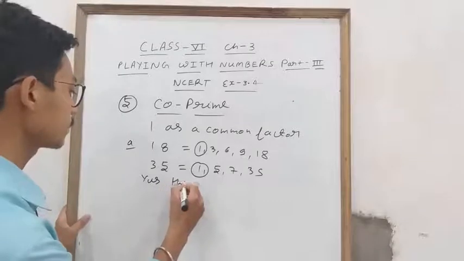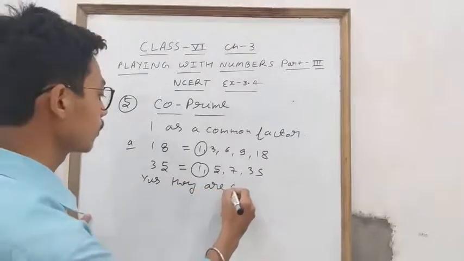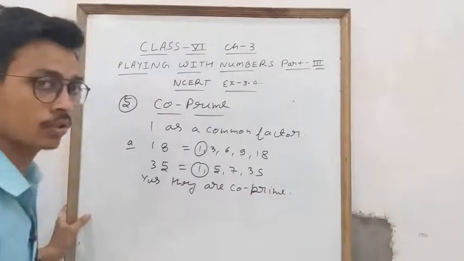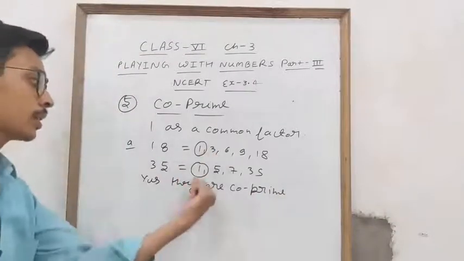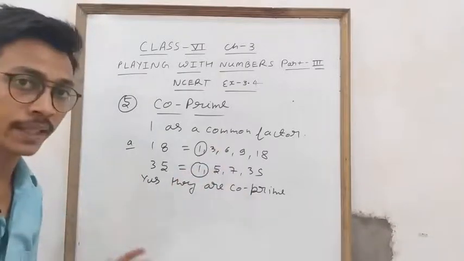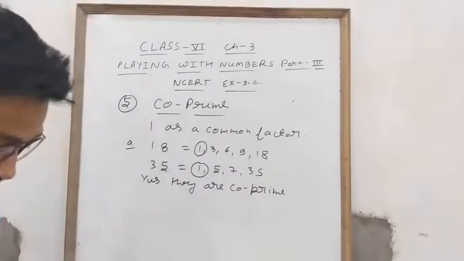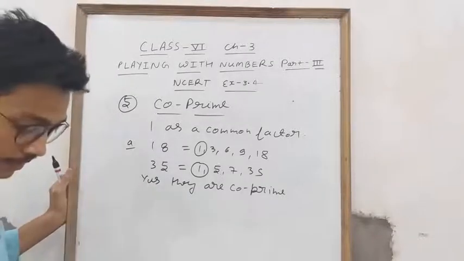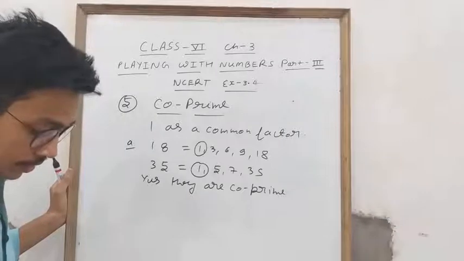Yes, they are co-prime. If anyone asks you why they are co-prime, what is the reason? You will write down that the common factor is only one, nothing else. So they are co-prime, and the rest of the questions you will do yourself. Clear? Lots of questions are given, like 15 and 37, 13 and 415.